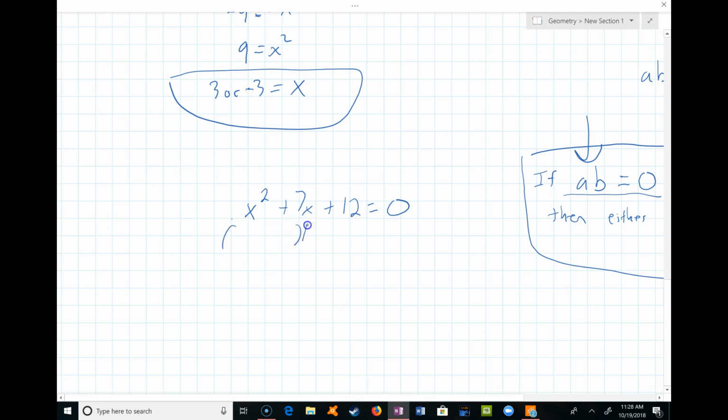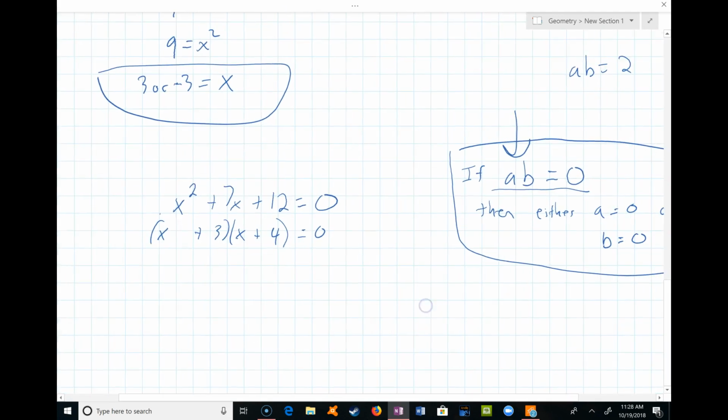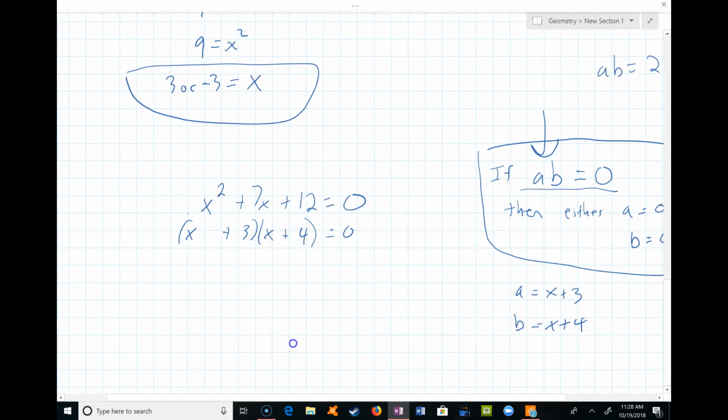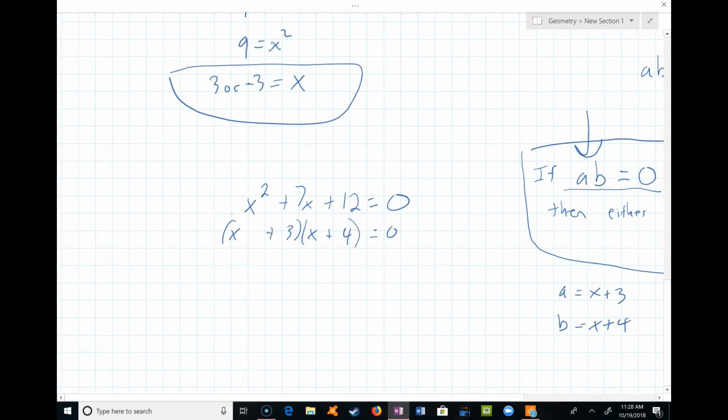So what we're going to do is factor this thing, and that would be x, and looks like maybe 3 and 4, and plus and plus. So now you notice we have a something times something equals 0. So in this case, my A is x plus 3, and my B is x plus 4. So based on the zero products rule, either x plus 3 is equal to 0 or x plus 4 is equal to 0. One of these has to be true.